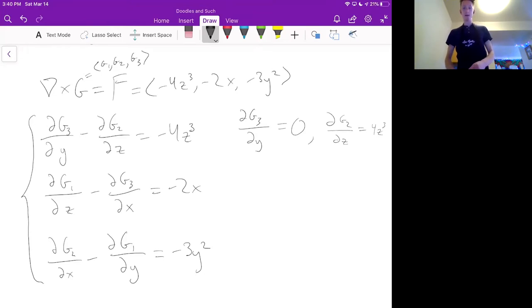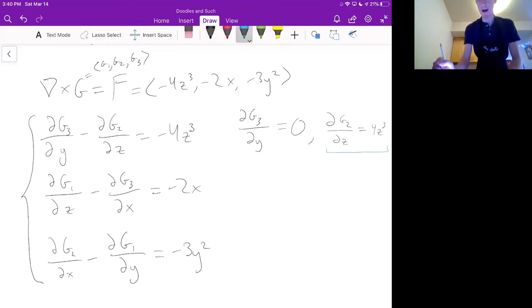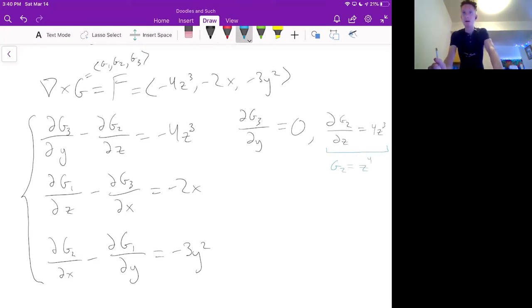Awesome, okay. So if I could get a vector field G, which is G1, comma G2, comma G3, in such a way that partial G3, partial y is 0, and partial G2, partial z is 4z cubed, then the first equation would be true. That's helpful at least. And the reason I wanted to have that particular setup is that 4z cubed is already the partial derivative with respect to z of something I understand very well. I know how to set this part up. I could just choose G2 equals z to the fourth, right? That would do it.